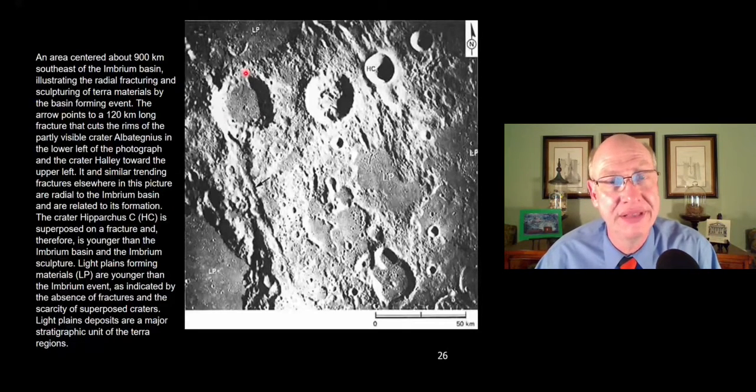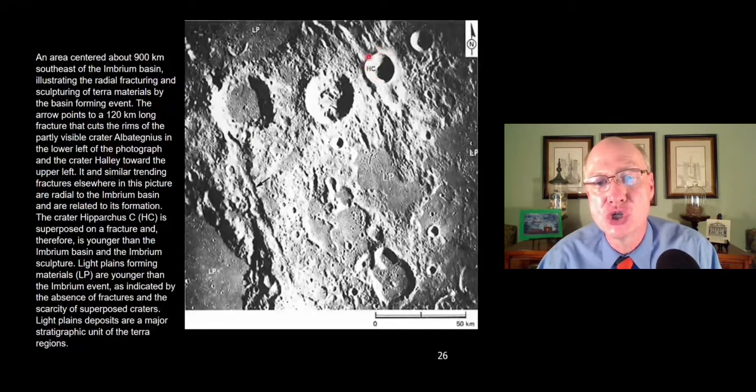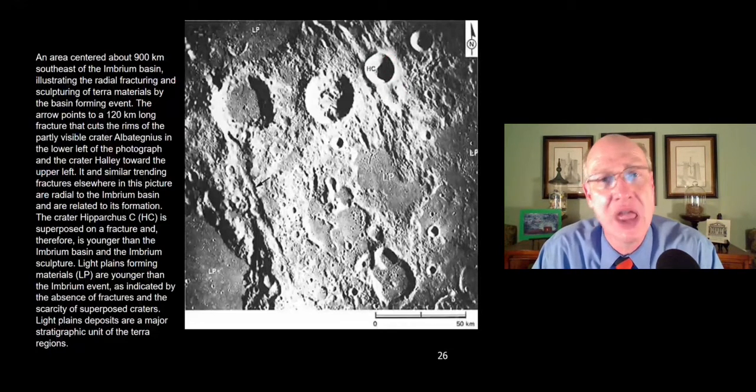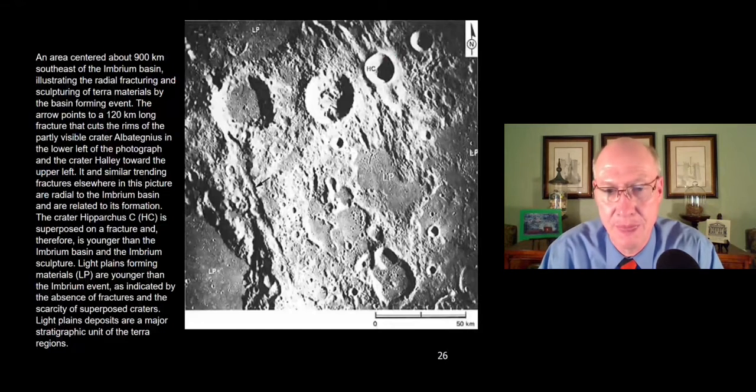It's older than the Imbrium Basin, because when the Imbrium Basin was made and material splashed across this part of the moon, it damaged the rim of the crater. But now look at this crater right here. This crater is young and fresh, and you look at how sharp and well-defined its rim is. In fact, this crater is sitting on top of scratches that were made in the Imbrium Basin. Because this crater is so young and fresh, it is clearly younger than the Imbrium Basin.